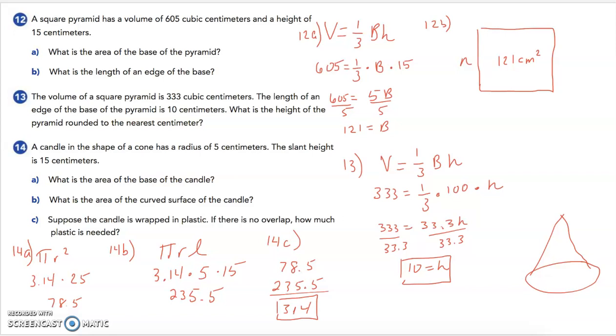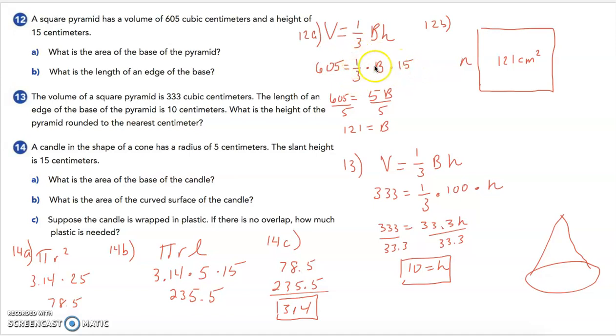Okay, so number 12, A. What's the area of the base of the pyramid? So we're given the volume, we're given the height. So the formula for the volume is here. I plug in the things I know. I know the volume, 1/3 stays the same. I'm looking for the area of the base, and then we know the height is 15.